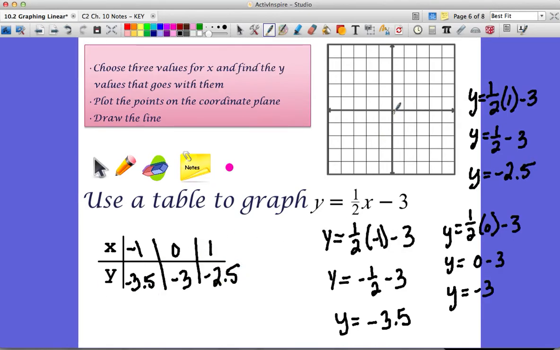So when I plot my points, I have -1 and -3.5. So 1, 2, 3.5. 0, so I stay at my origin. And 3, -3, so 1, 2, 3. And then 1 and -2.5, so 1, 2, and 1/2. And then I use a straight edge and I connect my dots.